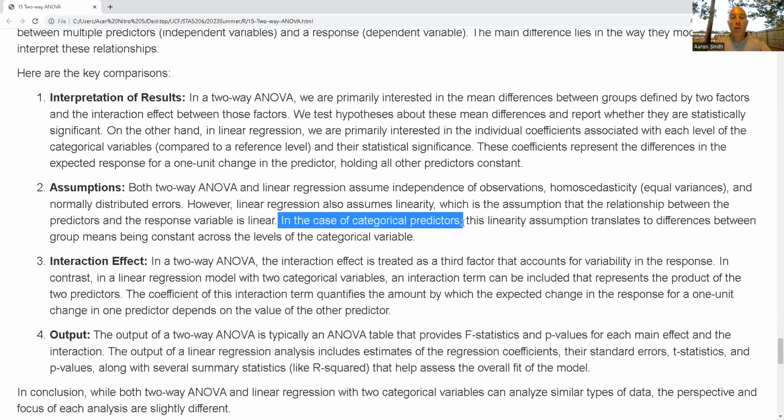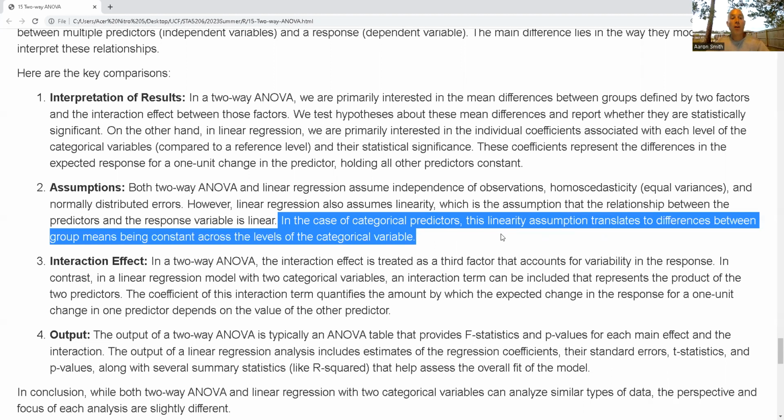In the case of categorical predictors, this linearity assumption translates to differences between group means being constant across the levels of the categorical variables.